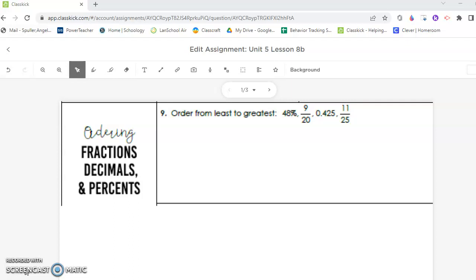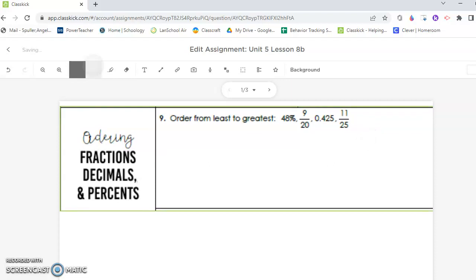In the first lesson, we learned how to compare, and today we're going to order them. So let's get them all into percentages. So we've got 48%.